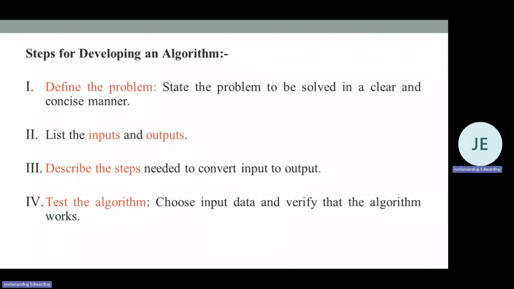Understand the problem. Okay, understand the problem. So without understanding the problem, you won't be able to solve the problem. Got it? So without understanding it, you won't be able to solve it.